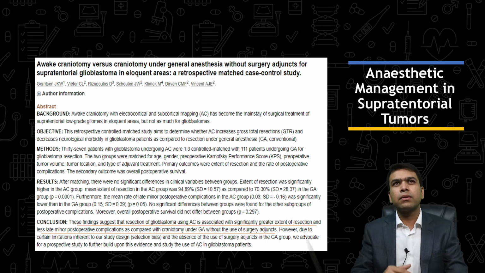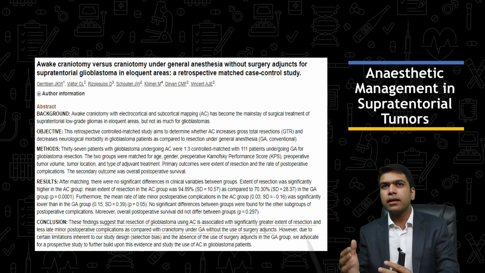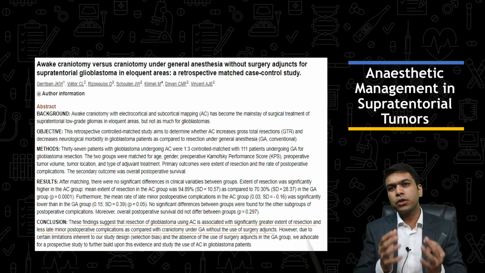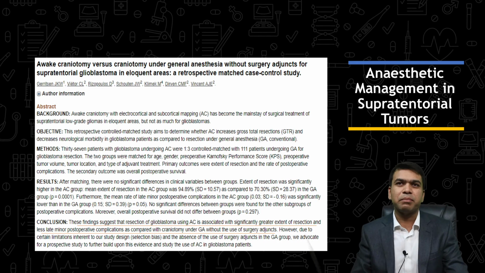So then coming to how useful is awake craniotomy. A study was done comparing awake craniotomy with craniotomy under GA, and they looked at the extent of resection of tumors near the eloquent cortex. They found that the extent of tumor resection is more in the awake craniotomy group than under general anesthesia and mapping. So in that way, a better survival will be present.